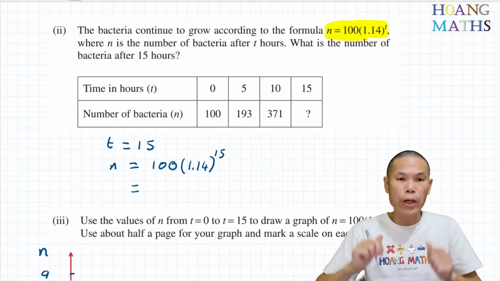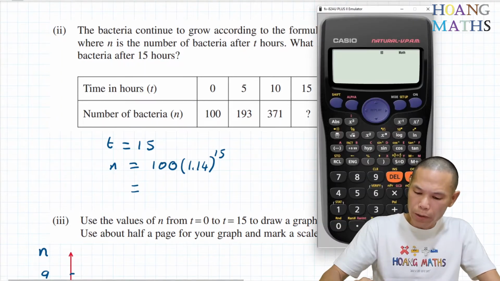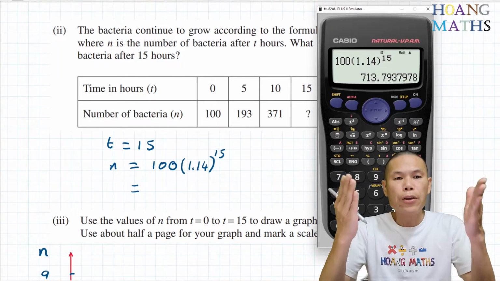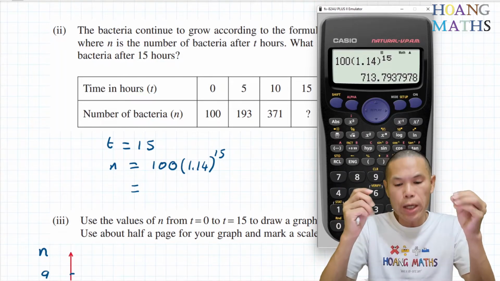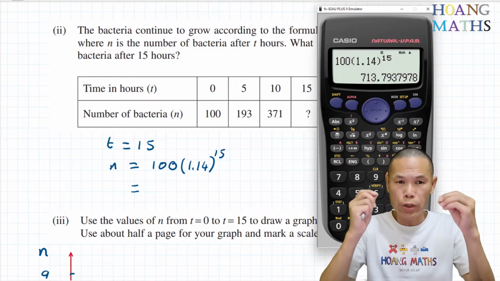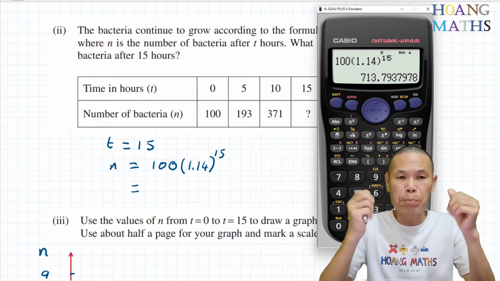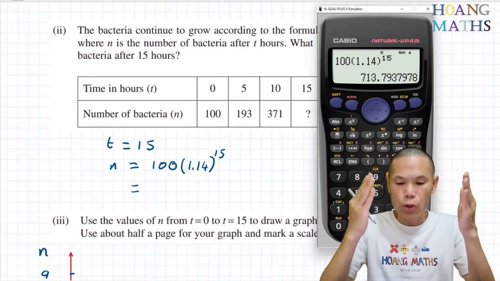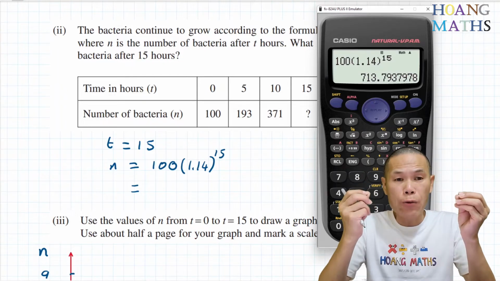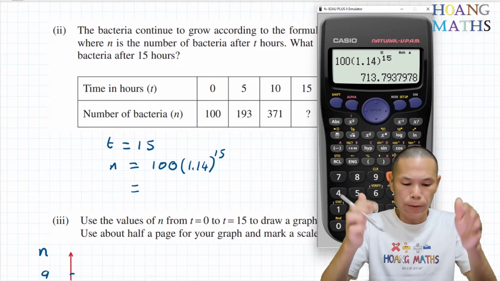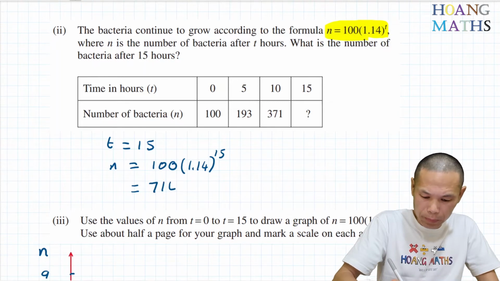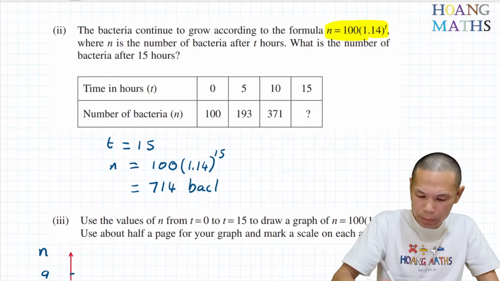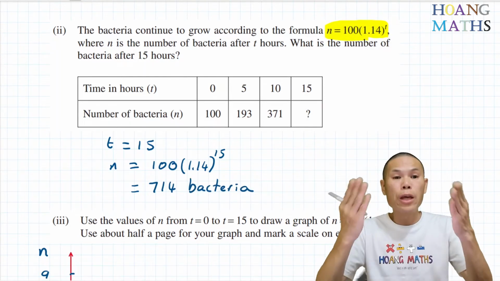Now I just put that on a calculator. I go 100, brackets, 1.14, close bracket, power 15. There you go, 713.79 and so on. So we need to round to a whole number because it's a number of bacteria. So that will give me 714. So there you go.